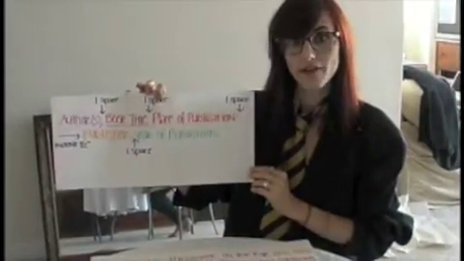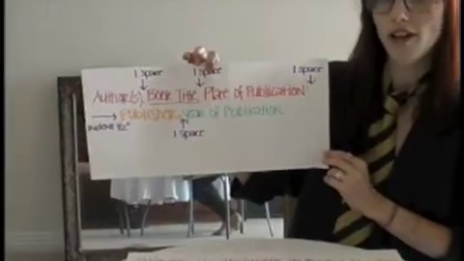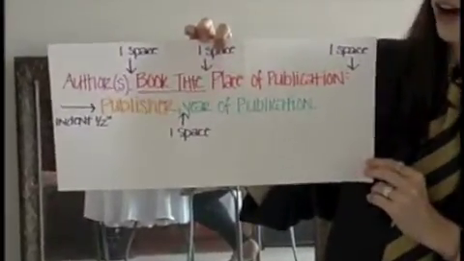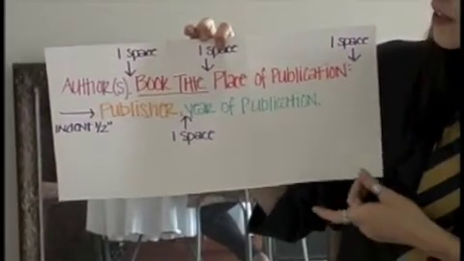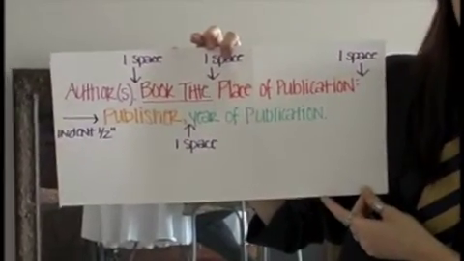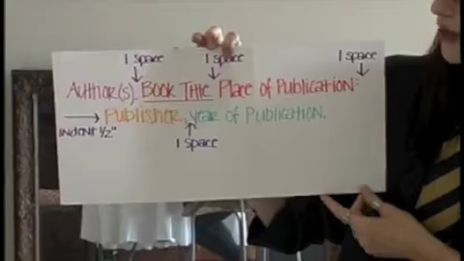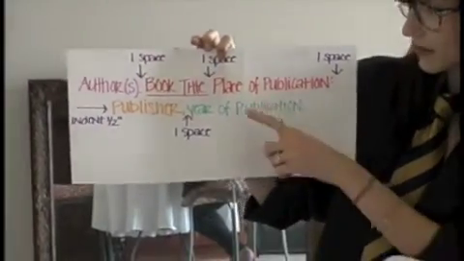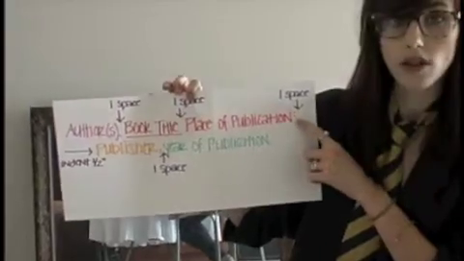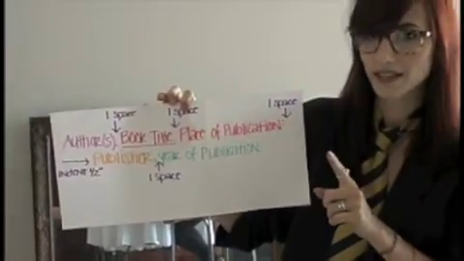You simply do author or authors, depending how many there are, and you put a period with one space. Then you do the book title and you underline it, and then you put one space after the period. Then the place of publication with a colon, then one space.